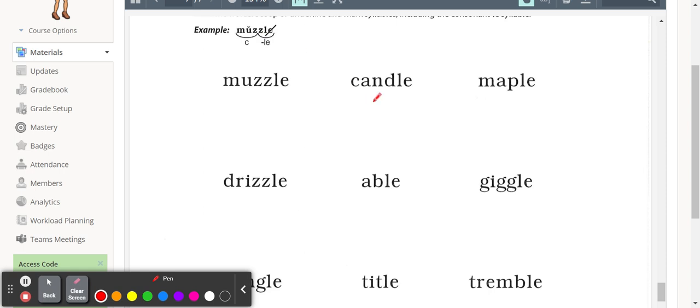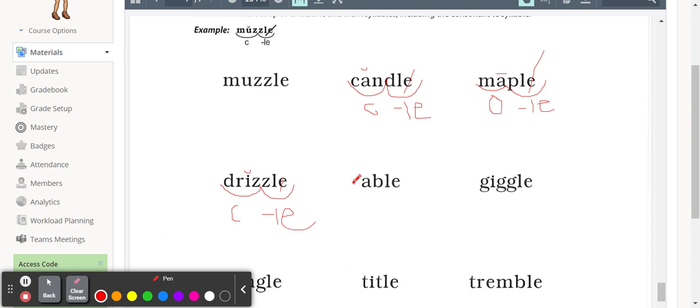So let's scooch over to candle. We have can, dle. Can, that's a closed syllable with a short vowel there, and consonant LE for this last syllable. Okay, cross off the silent E. We have may, ple. May, hear the long A, that's open, consonant LE in the final syllable. And we're crossing off the silent E again. Let's go down here. Drizzle. You can drizzle dressing on your salad. Dri, it is, that's short, closed. And then zle is consonant LE, cross off the silent E.